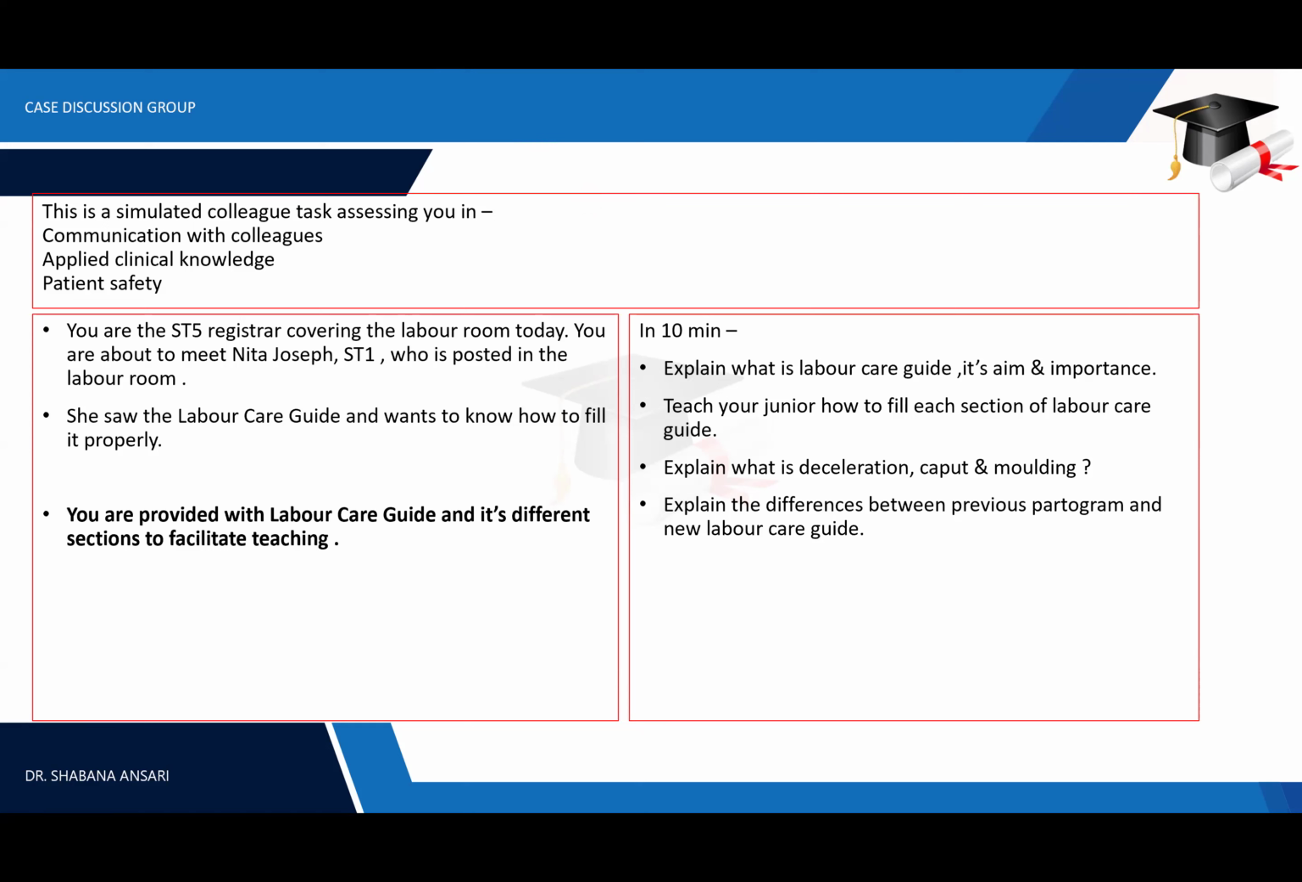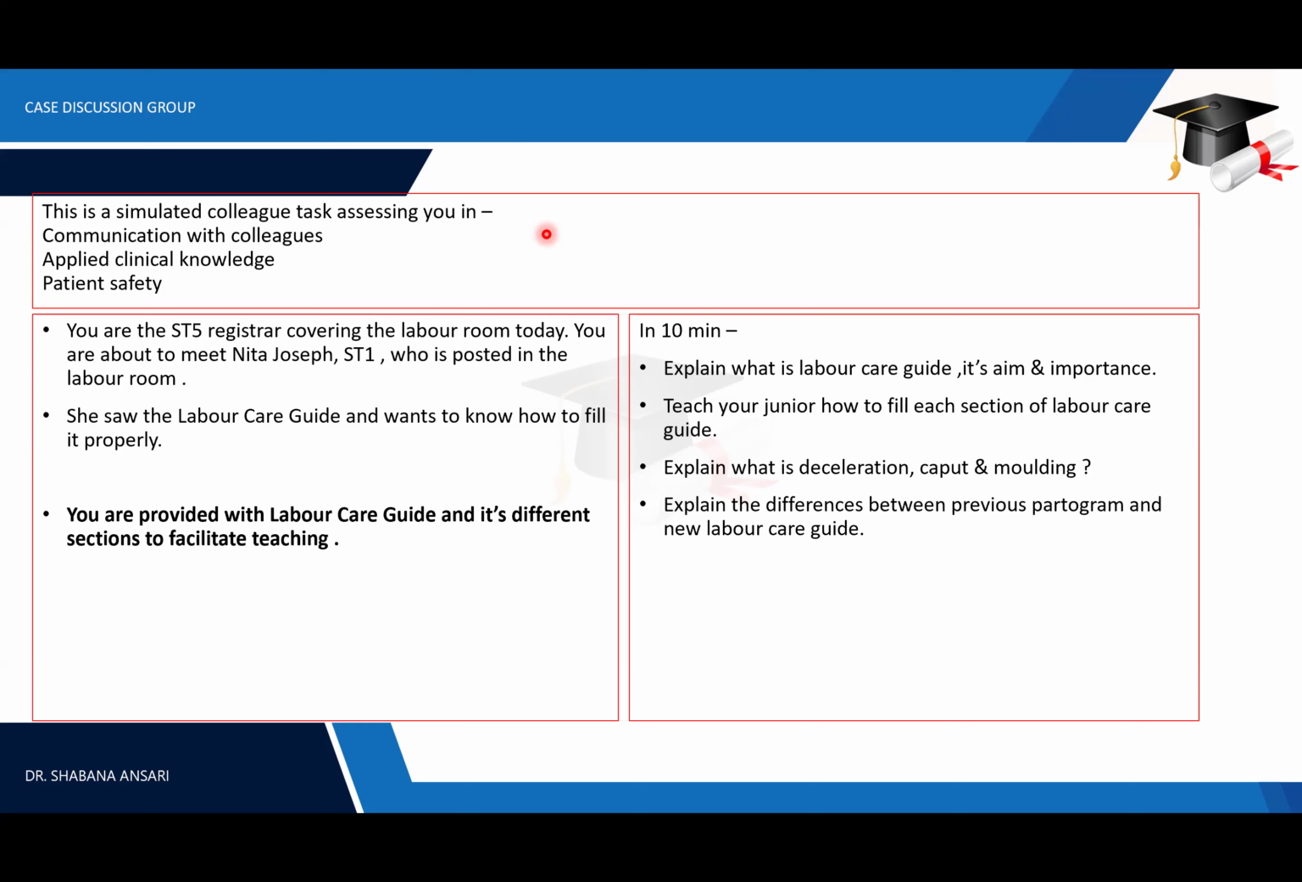Yes, ma'am. Start, please. Hello, I'm Kazi, the ST5, and you? Hi, I'm Nita Joseph. Nita, how are you? I'm good, thank you. And how is everything going in the department? Everything is good. Do you feel supported? Yes. Okay, that's fine. Anytime you feel any problem, just let us know. We are here to help you.